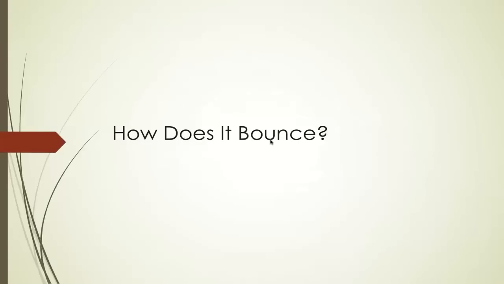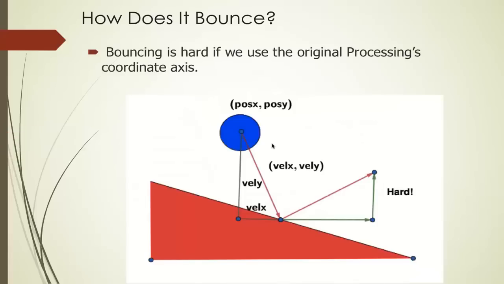So how does it bounce? Now we know when it bounces, so how does it bounce? Well, if I look at the original coordinate system where the incline is not level, then bouncing is very hard. From this picture, for example, vel x vel y is the velocity vector, and as soon as that vector hits this point, it's going to bounce. It's going to bounce at the same angle that it comes in.